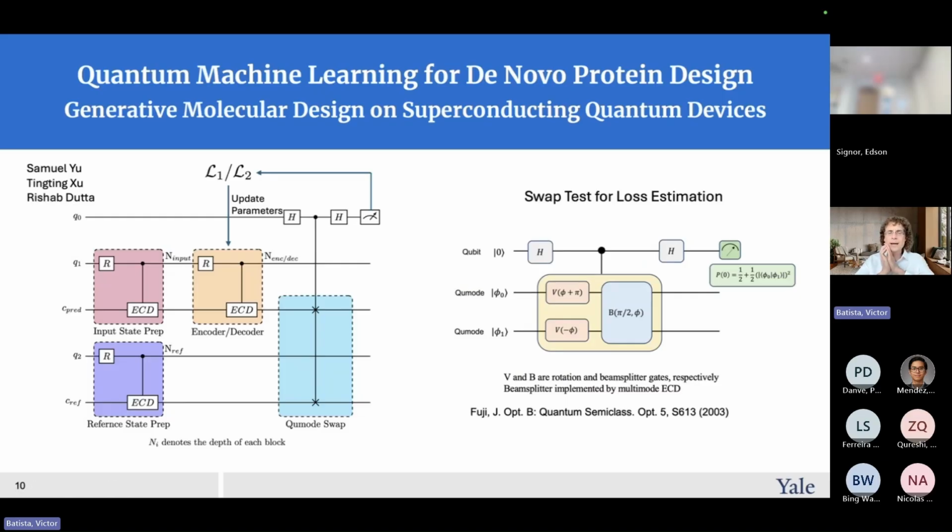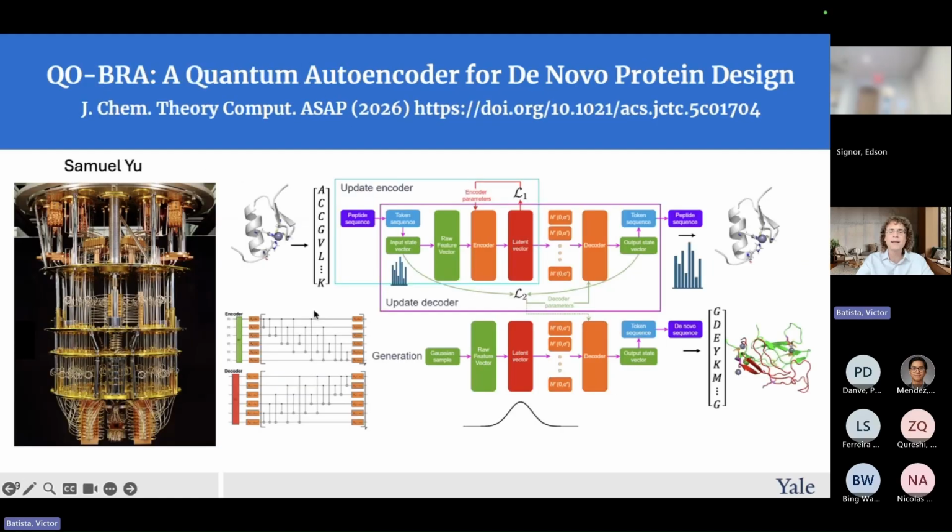The question you might have in mind now is, how do we measure fidelity, right? Because we need to train the device by minimizing the loss, by comparing the generated state, for instance, here in latent space, to a Gaussian distribution.